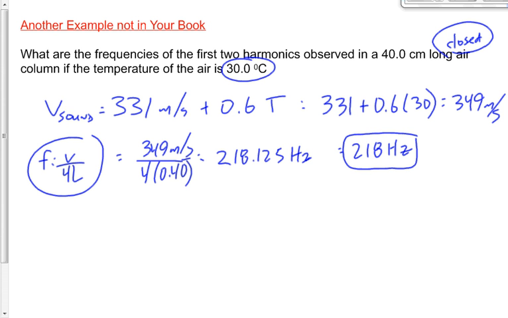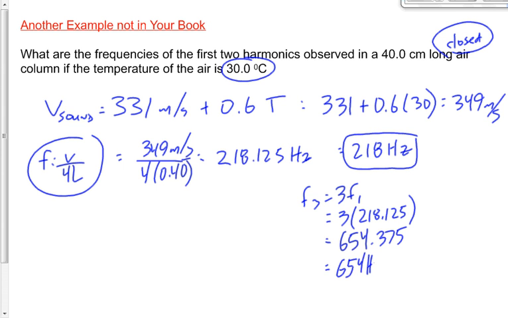Okay, if this was an open air column or a guitar, we'd multiply this by 2 to get the next one. But because it's a closed air column and there are no even harmonics, then we're going to multiply it by 3. So we'll say F3 is equal to 3 times F1. Let's say it's 3 times 218.125, which when we do that, we should get 654.375, which is 654 hertz. So first harmonic, 218 hertz. Unlike the strings that we did yesterday, the next harmonic is the third, which is 3 times the value of the first.